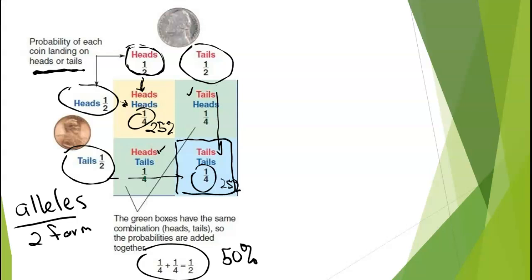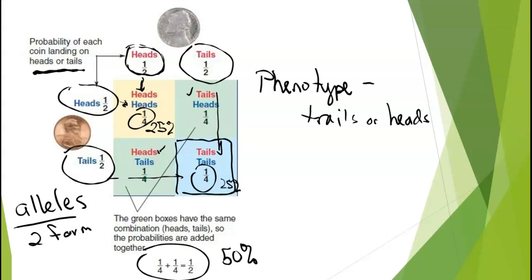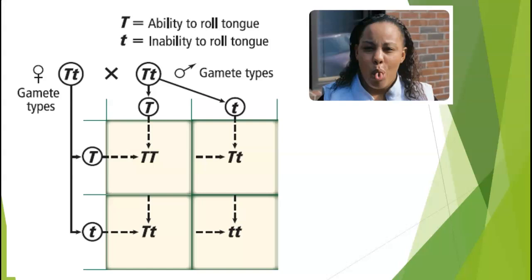You'll see this is very similar to what we'll see in actual genetics problems. With this, you see our phenotype. It's the outward appearance, or the trait that you're looking for, is tails or heads. In genetics, it might be a color, it might be tallness or shortness, it could be some particular trait of human heredity. We have the ability to roll our tongue, as you can see in the picture.